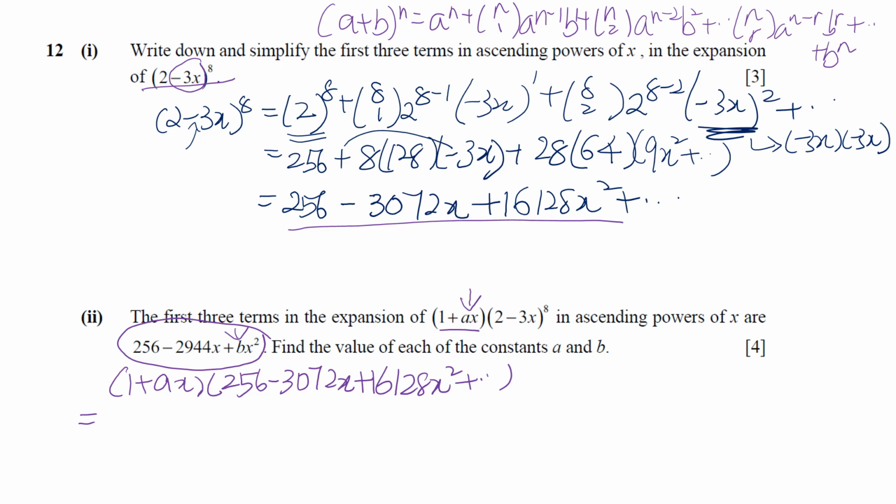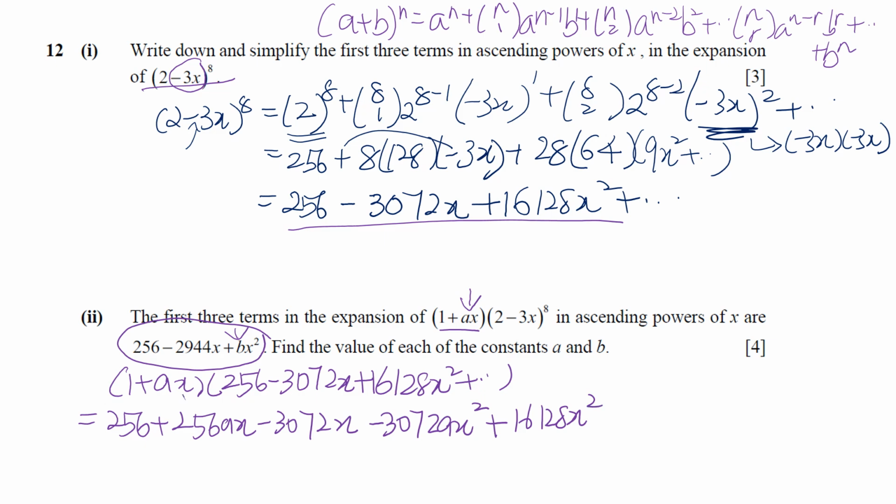Okay, so by now you should be proficient in doing expansion, so I'm not going to do further explanation. I'm just going to expand it out. So I will have 256 plus 2048x minus 3072x minus 3072ax squared plus 16128x squared. Alright, we don't need the last term because that will give us x cubed, because the terms given are just up to x squared only.